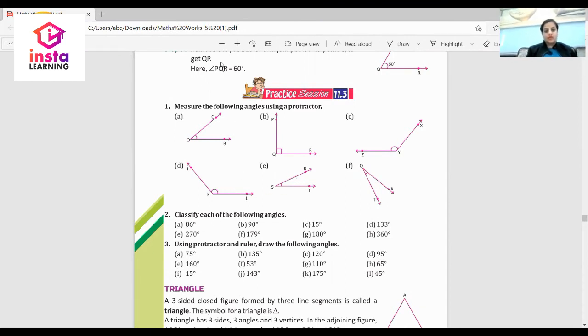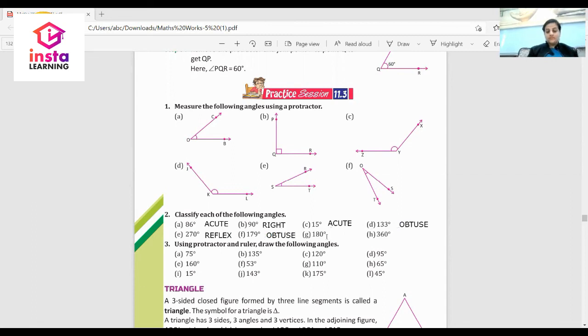So here, classify each of the following. 86 degrees is less than 90, so it is an acute angle. 90 degrees is a right angle. 15 degrees is acute. 130 degrees is less than 180 and more than 90, so it is obtuse. 270 degrees is more than 180 and less than 360, so it is reflex. After that, 179 is less than 180 and more than 90 degrees, so it is obtuse.